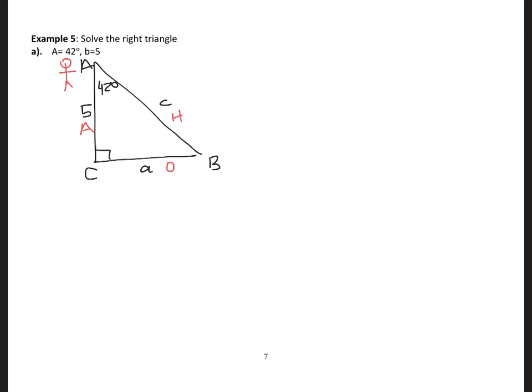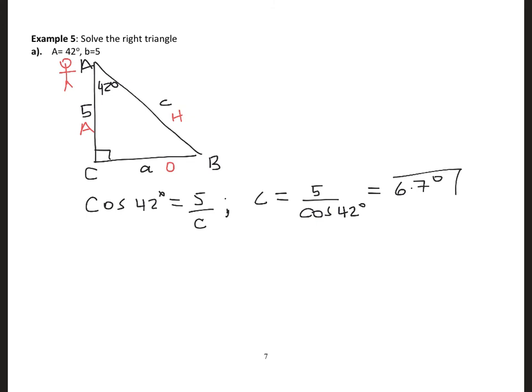So now let's work it out. We do cosine of 42 degrees is equal to 5 over C, adjacent over hypotenuse. So that means C is going to be 5 divided by cosine of 42 degrees. Put that in the calculator and we get 6.7. So always make sure your calculator is in degree mode.